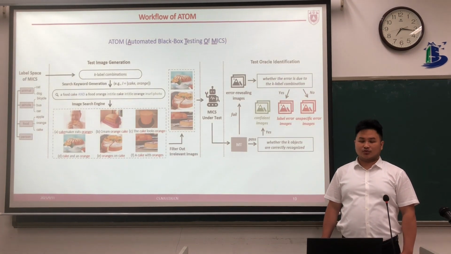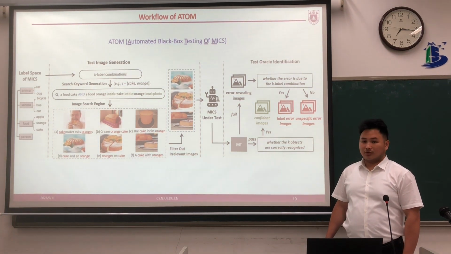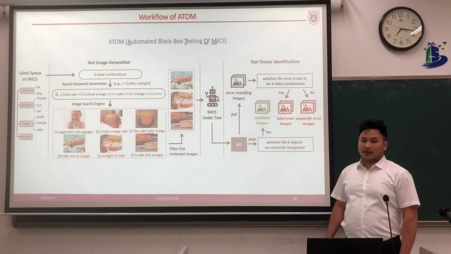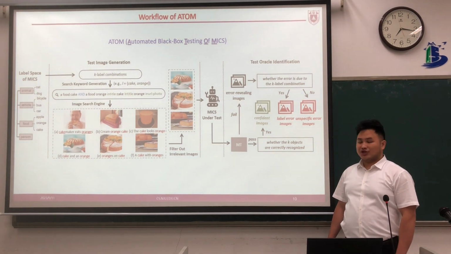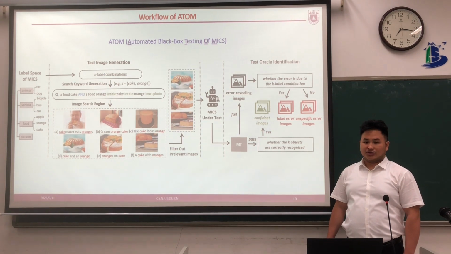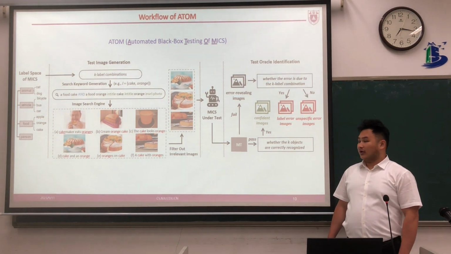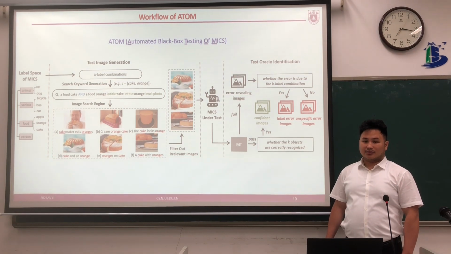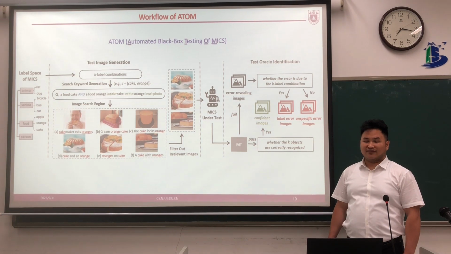In this context, we propose ATOM. When given the label space of MSS, first of all, ATOM determines label combinations to test. Then for each label combination, ATOM uses an image search engine to collect images and inputs them into MSS. Finally, ATOM combines metamorphic testing and label information to identify test oracles.